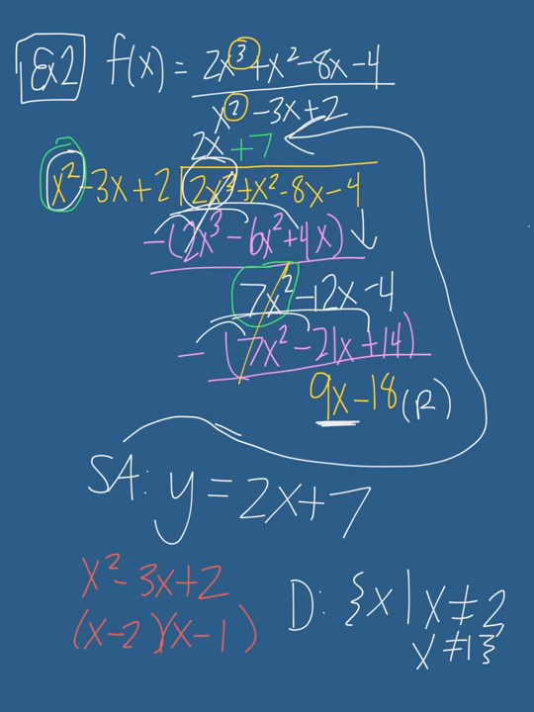So I don't really even care if it's a hole or if it's a vertical asymptote. It doesn't matter. Wherever the function is undefined is going to cause a problem for the domain. So I just am looking for where the denominator equals 0.